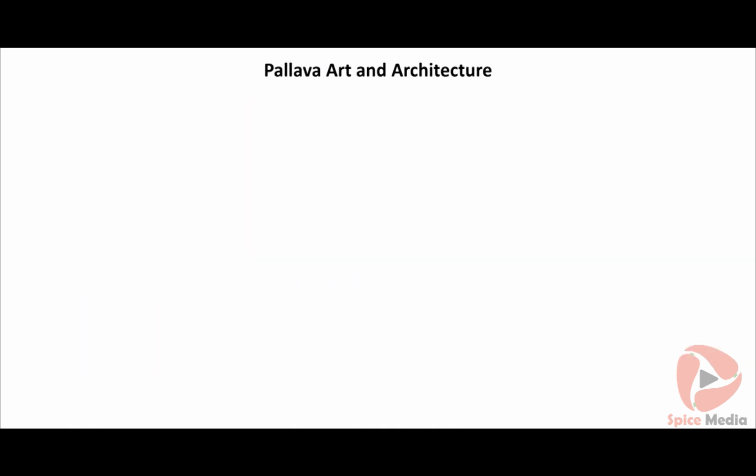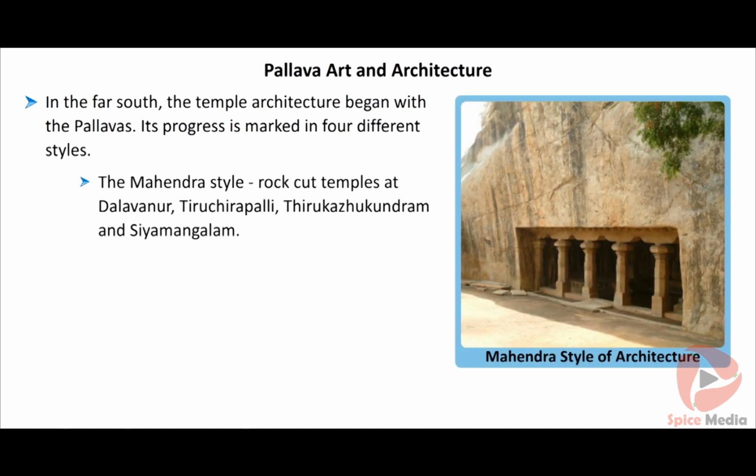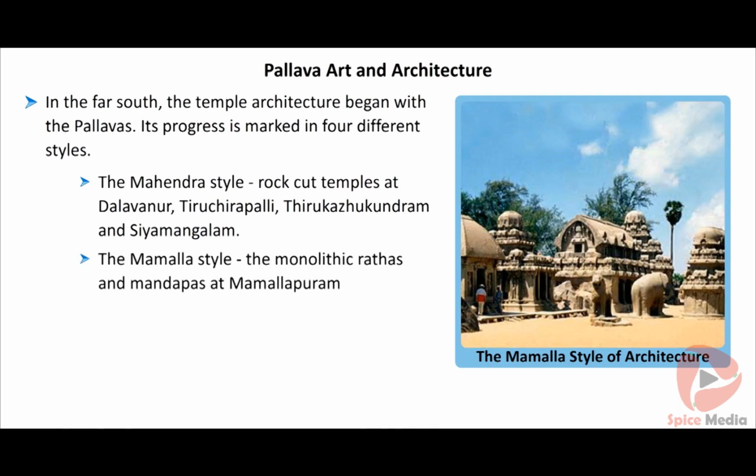Pallava Art and Architecture. In the far south, the temple architecture began with the Pallavas. The Pallava architecture grew in stages. Its progress is marked in 4 different styles. The Mahendra style. The temples in this style are found in Dalavanur, Trichurapalli, Tirukalukundram, Siyamangalam. The second style is called the Mamalla style. The monolithic rathas and mandapas at Mamallapuram are the finest examples of this style.